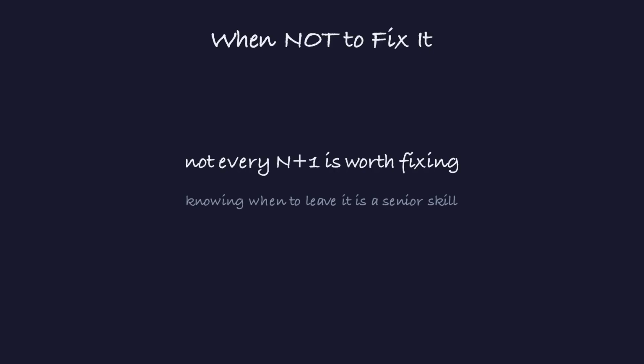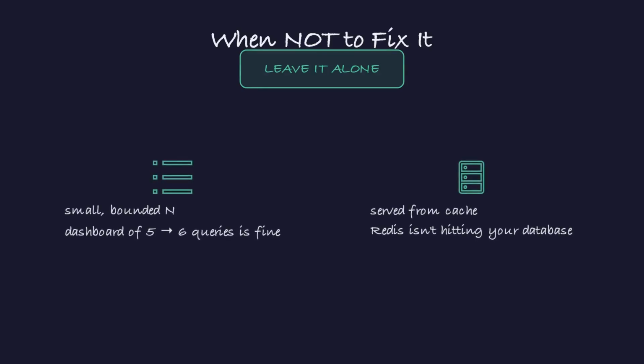But here's what separates the senior engineers. Not every N+1 is worth fixing. Leave it alone when N is small and bounded. A dashboard that always shows 5 items is fine at 6 queries. And leave it when the data comes from a cache like Redis. Those aren't hitting your database at all.